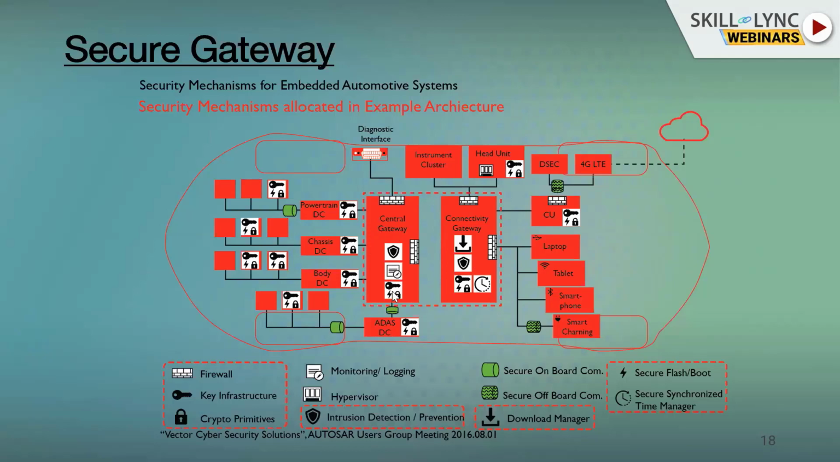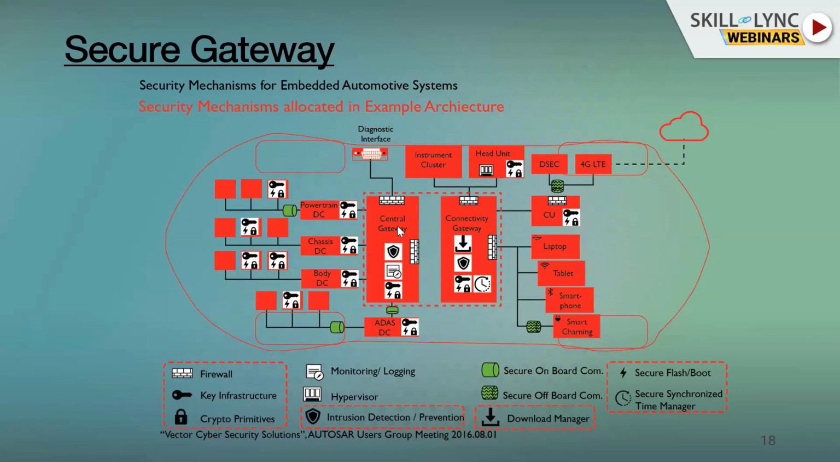The central gateway is more related to securing the internal network. So it will have your intrusion detection and prevention system. It will have your firewall, key infrastructure, crypto primitives, and everything will be here. Okay. Then it will also create your logging, so secure logs are also done here. Fine. So this is the central gateway, and the other will be the connectivity gateway.